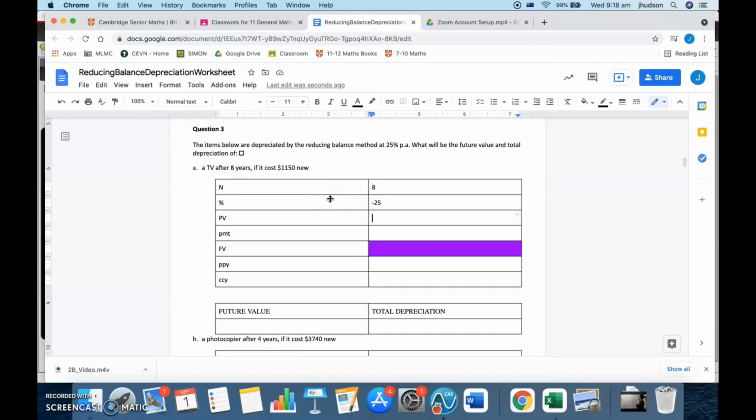That money's no longer in our hands. So the value is actually minus 1150. If the money was in our hand, we would say positive 1150. We're not making any payments, so we'll leave that one. Our PPY and CPY, that's compound per year, is just going to be 1 because we're talking about yearly, and this will be 0. If we enter all this information into our financial solver, it should give us our future value.